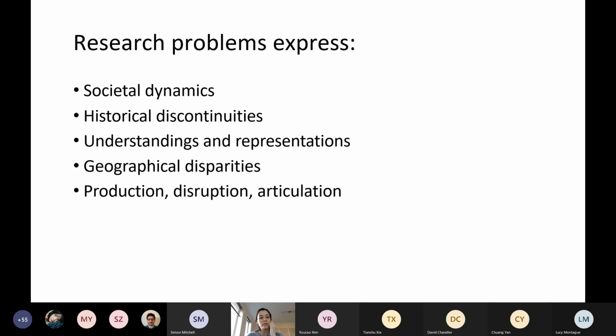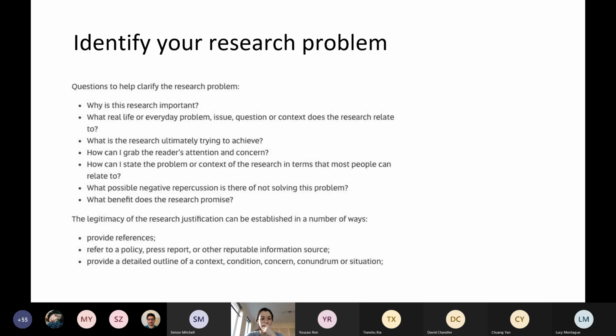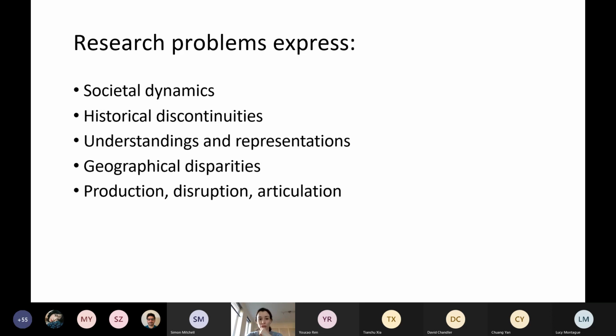So the research problems, from your original research question, you can come up with a set of research problems. The original research question is a little bit more general. Your research problems address that research question, and they expand on that topic further. Research problems express societal dynamics, historical discontinuities, understandings and representations, geographical disparities, production, disruption, and articulation.